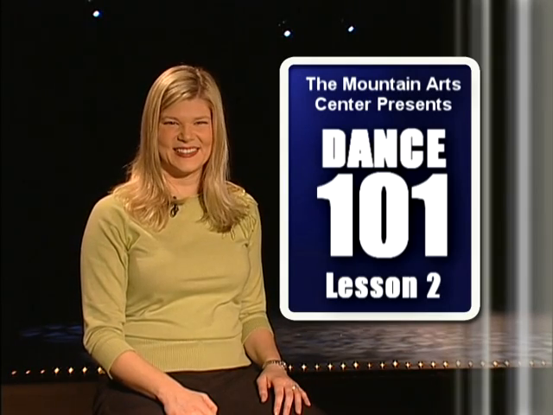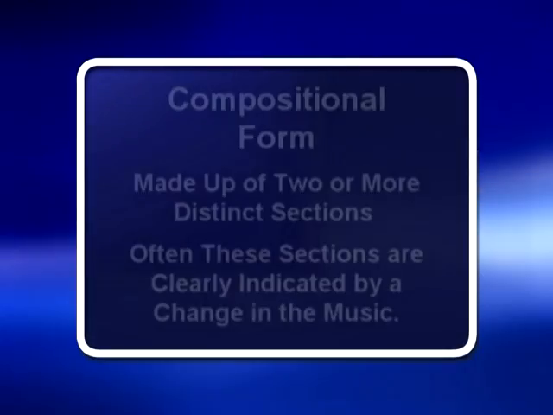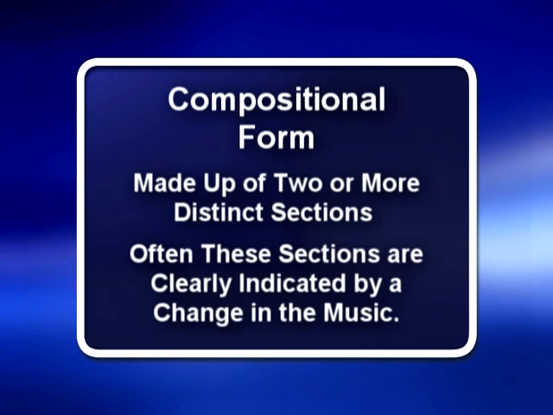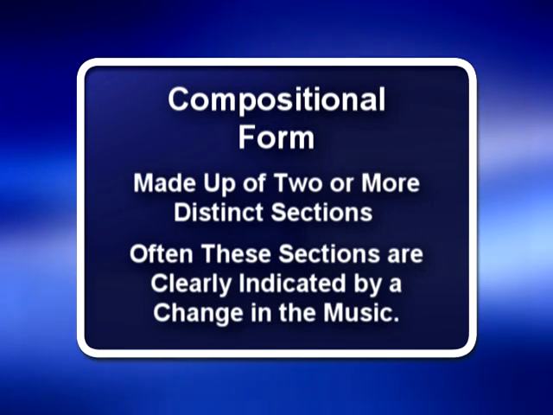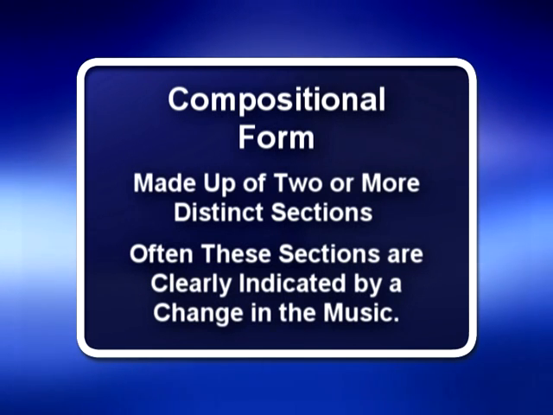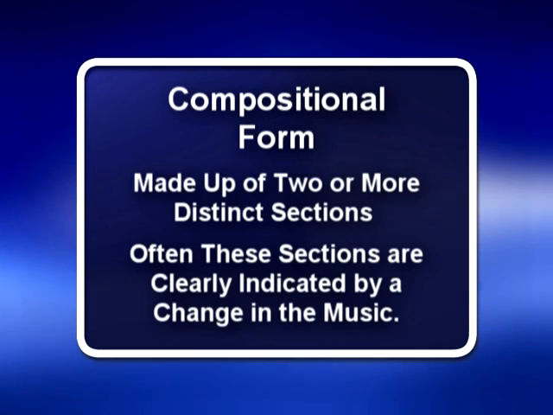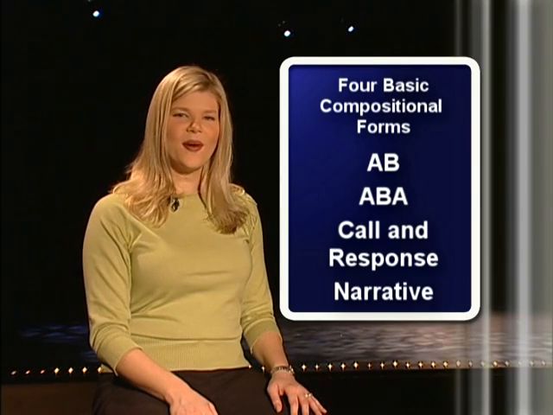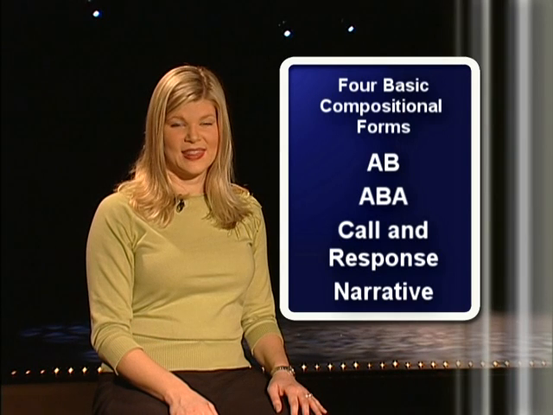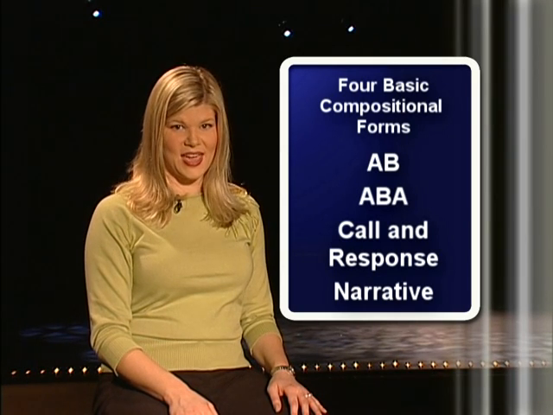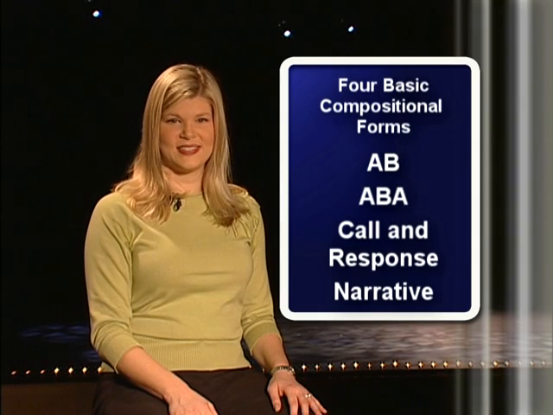Okay, let's get started. When we speak about the compositional form of a dance, we're talking about the dance's overall structure. That is, how the separate parts of a dance come together to make a whole work of art. Each compositional form is made up of 2 or more distinct sections. Often these sections are clearly indicated by a change in the music. For example, the tempo of one section might be slow, while the following section is faster. We'll look at 4 of the basic compositional forms. They are AB, ABA, call and response, and narrative.